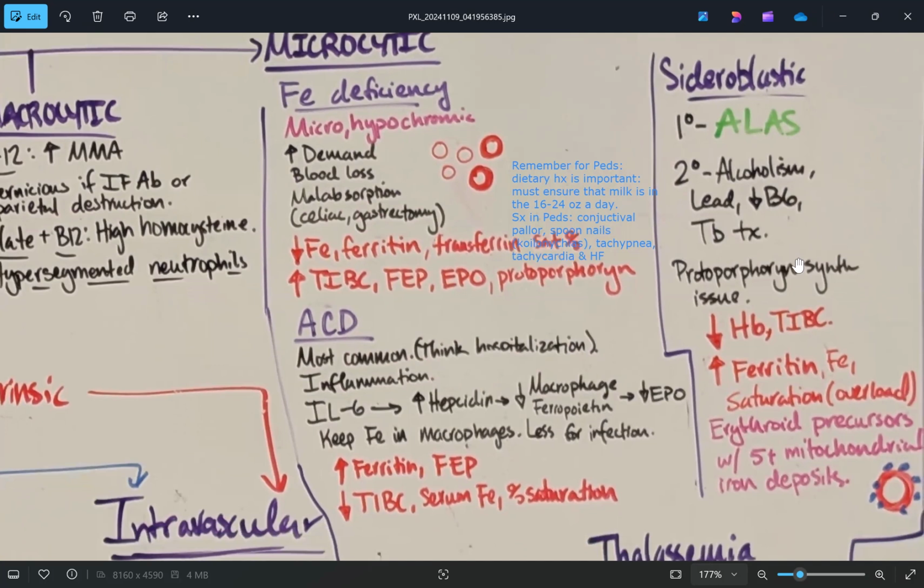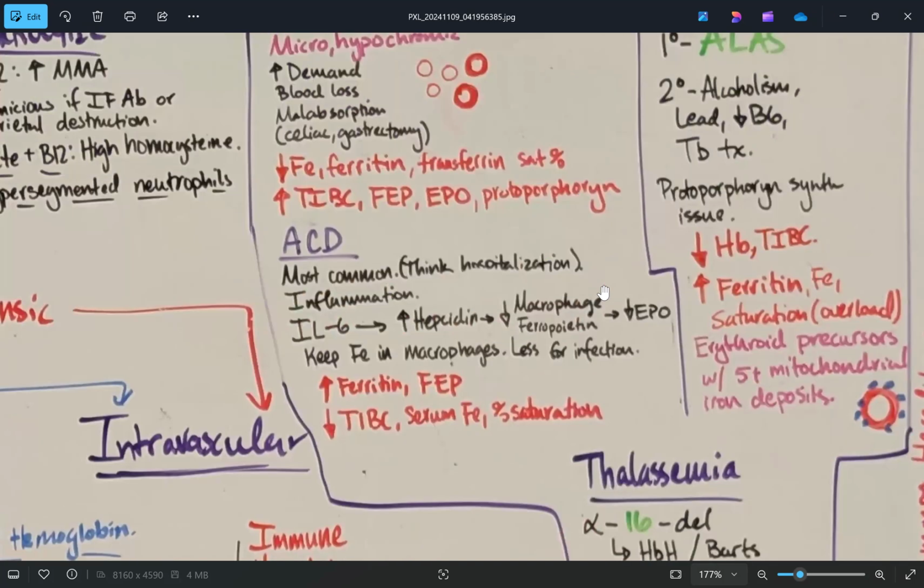So speaking of inflammation, when you have inflammation, you will release your IL-6, which will increase your hepcidin, which will decrease your macrophage ferroportin, which decreases your EPO. So why do you want to do this? It's because when you have inflammation, a lot of times it's going to be because of an infection. And so if you have an infection, there's going to be bacteria in there. They use iron to reproduce.